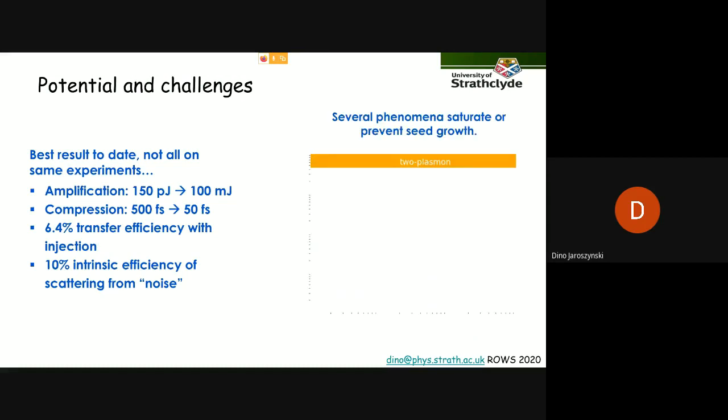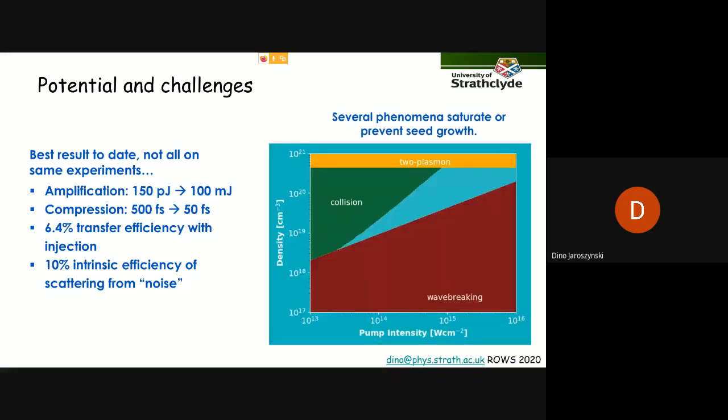Just to give you some of the results that have been obtained to date, I'm mostly quoting my own results here, but I'll mention some other groups as well. We've been able to amplify picojoules to hundreds of millijoules, almost the joule level, by injecting a 150 picojoule pulse into plasma. We can produce 100 millijoules of radiation in a very short pulse. We can put in 500 femtosecond pulses that can compress to about 20 femtoseconds. And we've been able to show that the medium itself has an intrinsic efficiency larger than 10%, and other groups have directly measured an efficiency of around 6.4%.